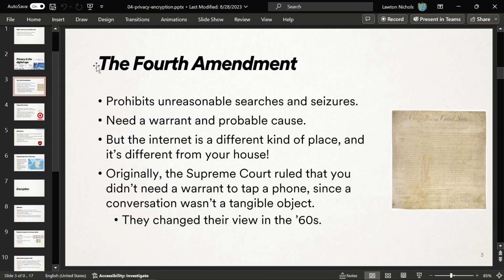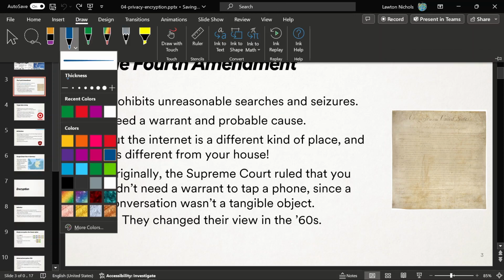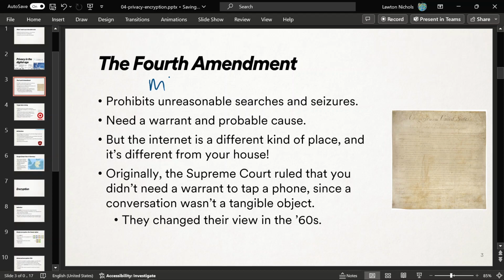So at least in the U.S., we have the Constitution, which has the 4th Amendment on it, which prohibits unreasonable searches and seizures. That's kind of important. That's kind of implying some stuff, right?